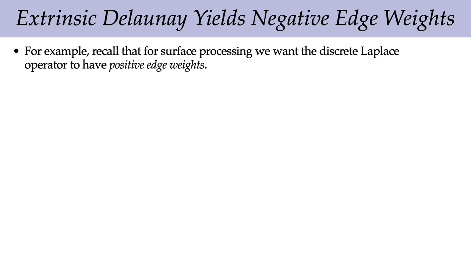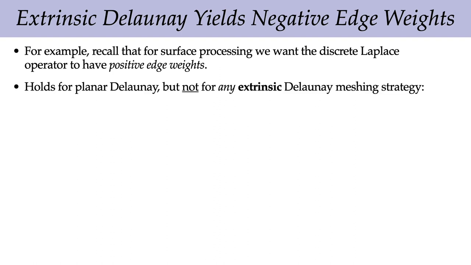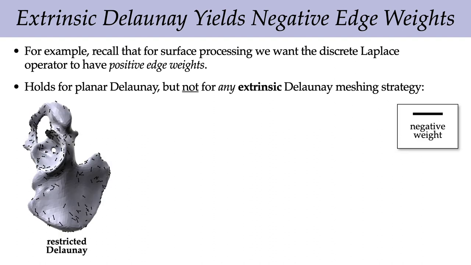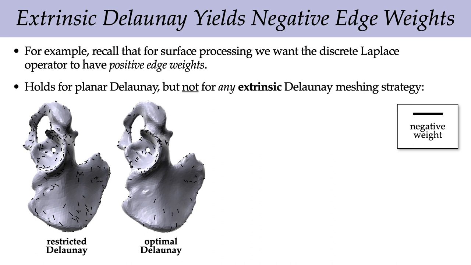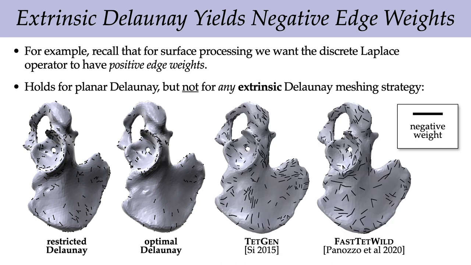In fact, remember again that we want this Laplace operator to have positive edge weights. That's really important for a lot of surface processing tasks. Well, this is going to hold for planar Delaunay triangulation, but actually not for restricted Delaunay triangulation, or in fact for any other kind of extrinsic Delaunay meshing strategy you can come up with. So optimal Delaunay or running TetGen or running TetWild, none of these actually guarantee positive edge weights for the Laplacian.